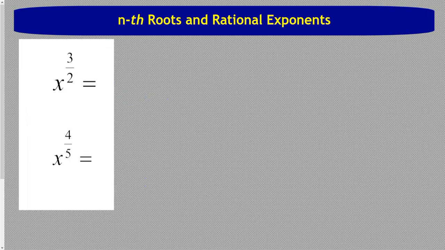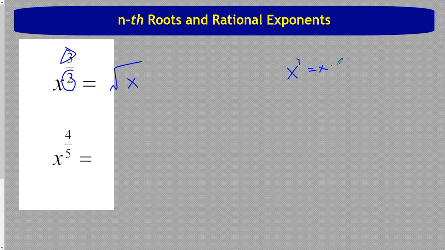So x to the 3/2. Well, we know that the halves means it's a square root of x. So what do you think that 3 does? Well, if x cubed means that there's 3 x's, there's still going to be those 3 x's. It's just that they are inside the radical. And you could write that this way or like this. Either one of these works.